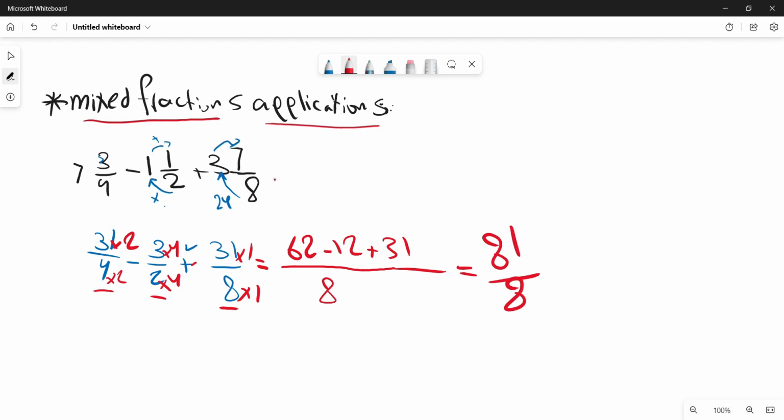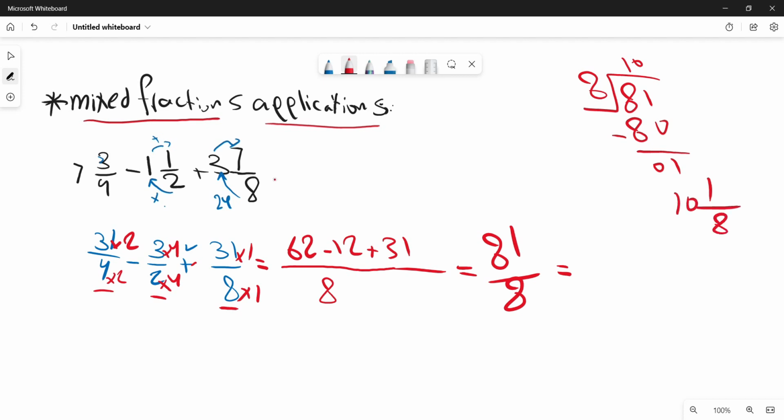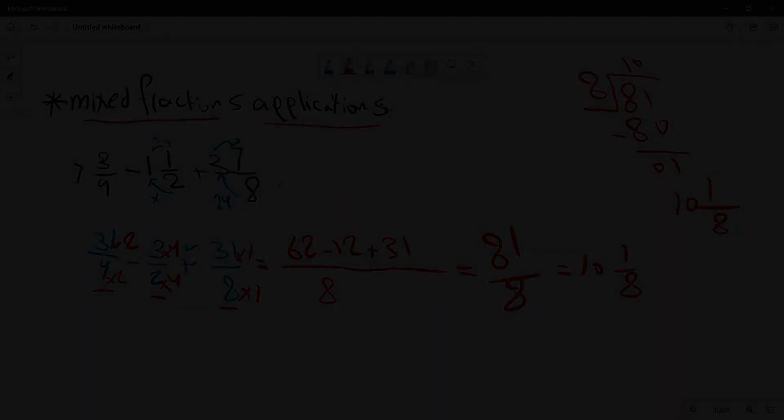As we said, we cannot have the number at top big and the one at the bottom small. So we have to do 81 divided by 8. We know that 10 times 8 is equal to 80, so we will have a remainder of 1. Therefore the final answer is 10 and 1 over 8. To check if the answer is correct, simply 8 times 10 is equal to 80, plus 1 is 81. So therefore the final answer is 10, 1 over 8.